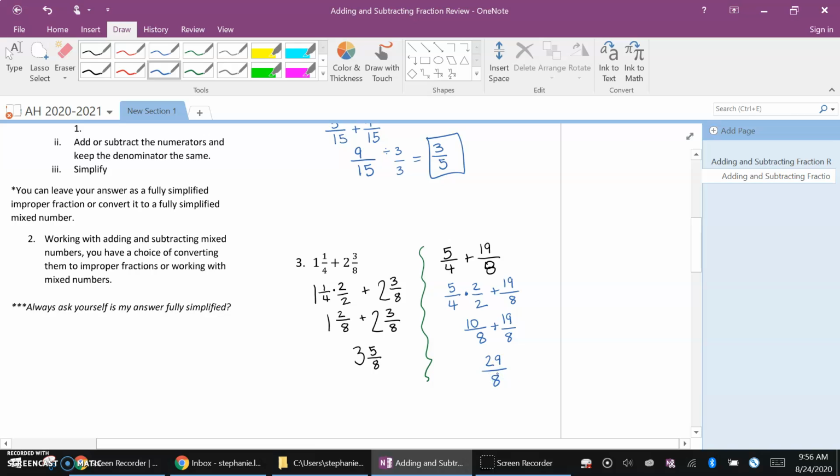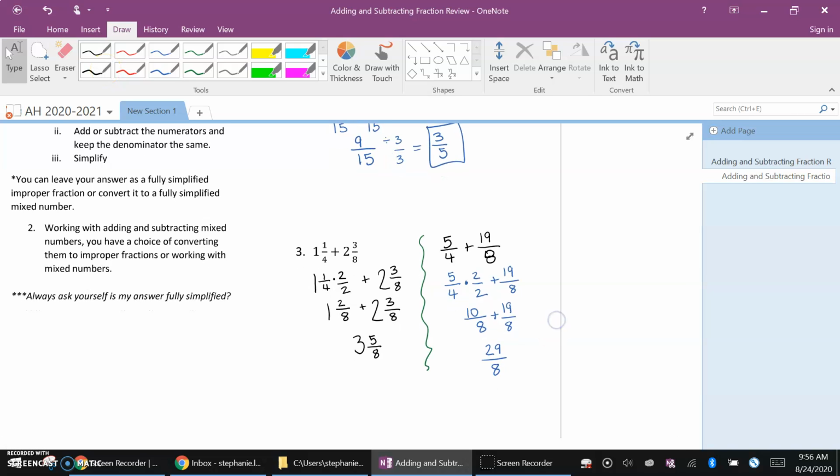Now, technically that is a simplified improper fraction. There's nothing else we can do there. But when the problem gives you things starting in a mixed number, it is better to also have your answer in a mixed number. So 8 goes into 29 3 times, and then we have a remainder of 5 over 8. So notice that the answers are the same.